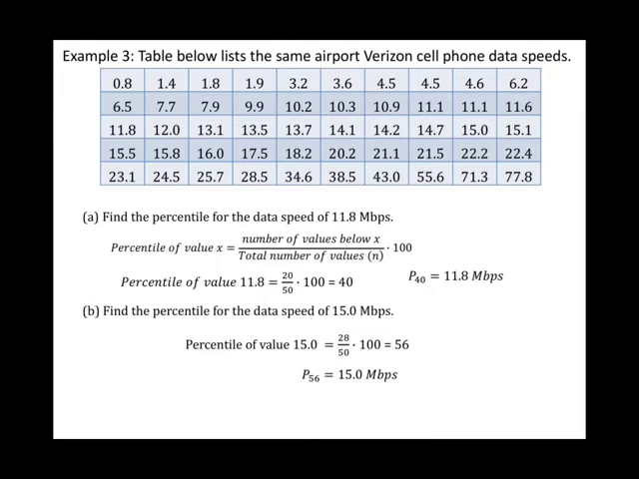So this is the first part. If I give you the data, I want you to figure out the percentile, then you use this formula. Now we want to do it the other way around. Let's say I want to find the P60. I want to know which data is going to be at the 60th percentile.